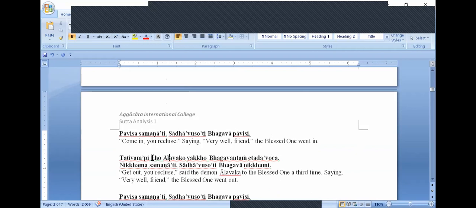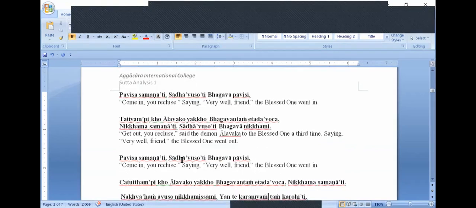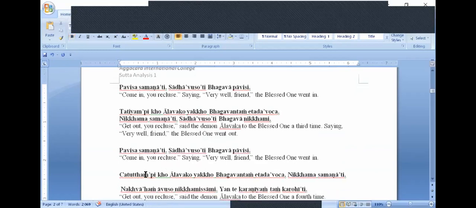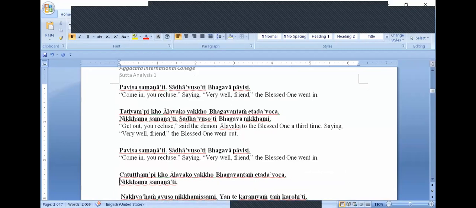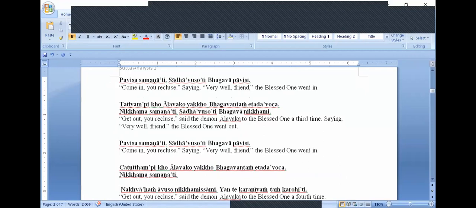Ko has no meaning. For the third time, Alavaka Yakkha Bhagavantam said this, right? Nikama samana, right? Then pavisa samana, say again. Then the fourth time, catutthampi ko, the Alavaka Yakkha said to the blessed one, like this, nikama samana, come in. Right? And so departed. Here, he asks the Gautama, the Buddha, to depart, to get out.